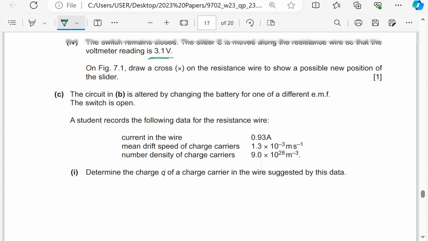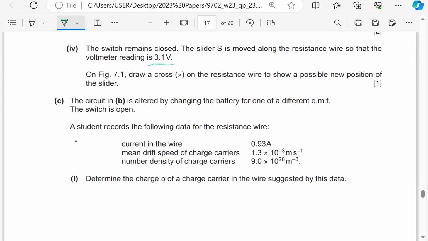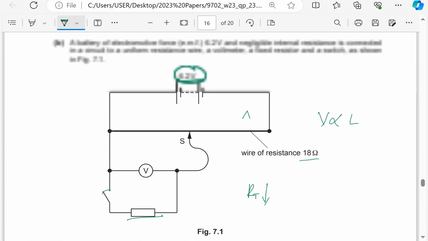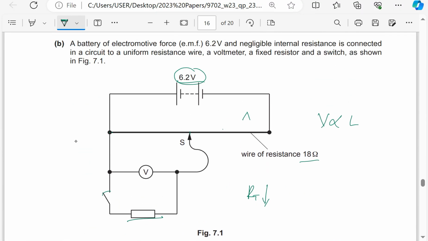So let's see the question. On figure 7.1, draw a cross on the resistance wire to show a possible new position of the slider. So the slider must be moved to the right-hand side. So I'll put an X somewhere here. It is increased back to 3.1.